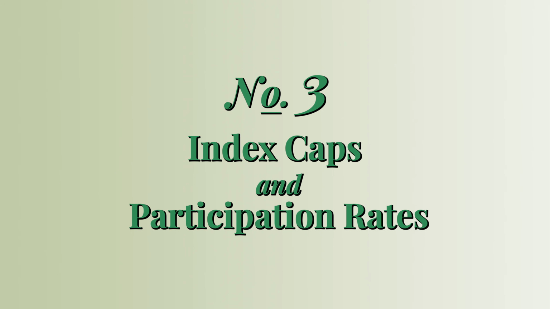As your cash value grows, the insurance company is reducing the amount of insurance at risk, but it limits growth potential. Number 3, index caps and participation rates. You want an index that is uncapped, because if an index is capped at, say, 10%, and the index grows by 15%, you are only going to be credited 10% interest.